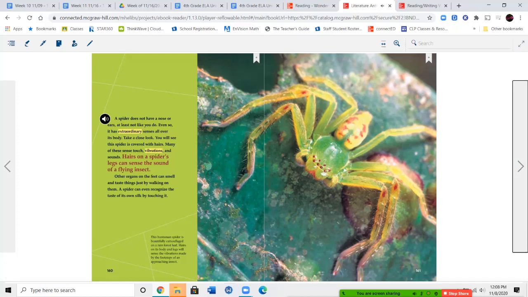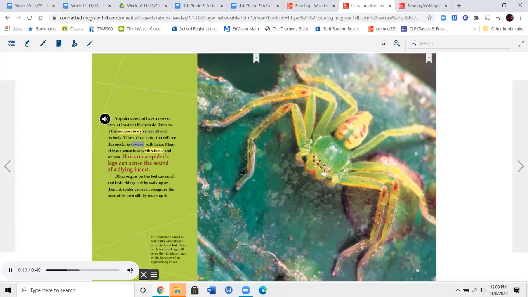A spider does not have a nose or ears, at least not like you do. Even so, it has extraordinary senses all over its body. Take a close look. You will see this spider is covered with hairs. Many of these sense touch, vibrations, and sounds.